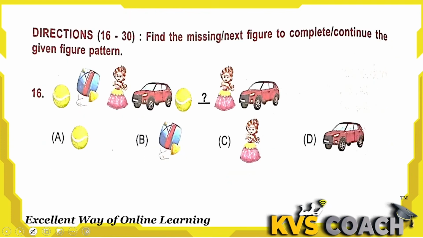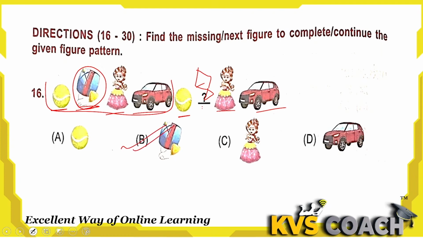Next is find the missing next figure to continue the given figure pattern. Now questions 16 to 30 are figure patterns. Here you can see bowl, here is kite, here is doll, and here is car. So the pattern stops here because again bowl is started now. And doll or kite you can see that. So which one is missing here? That kite is missing here. Kite will be here. So kite is the right answer.